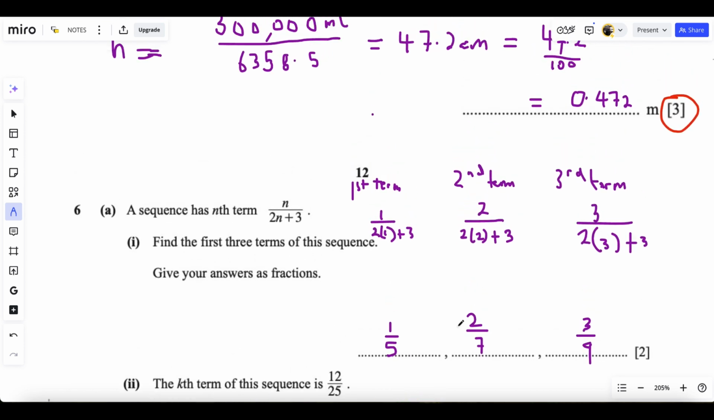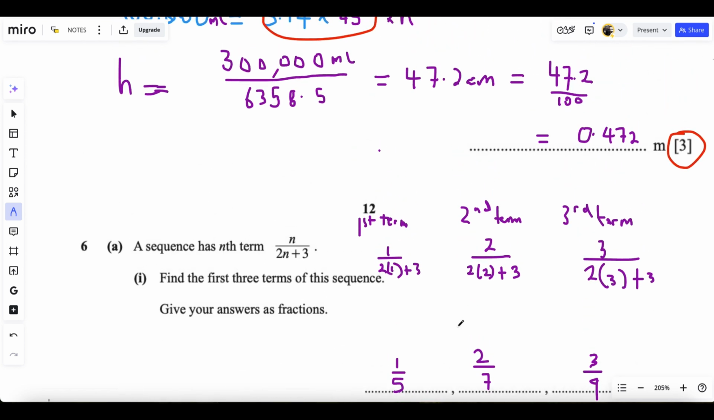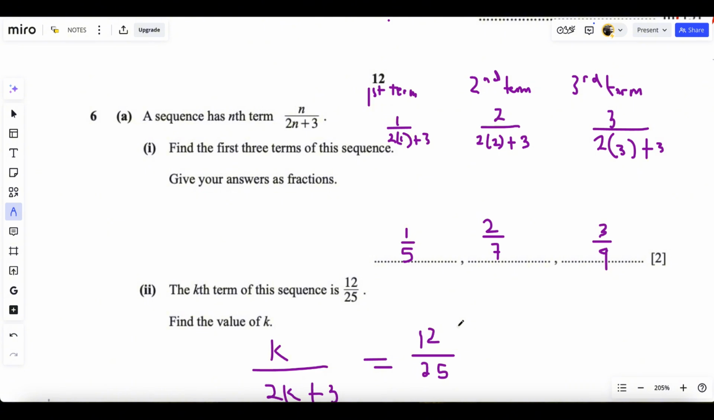If we're too fast, you can pause the video for a while sometimes and check. The next question, question number 6, is: a sequence has an n-th term of n over 2n plus 3. Find the first 3 terms of the sequence.